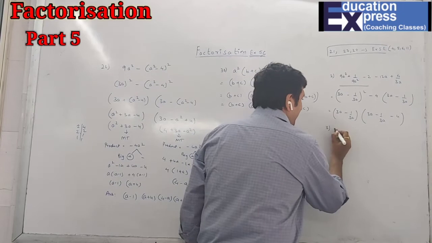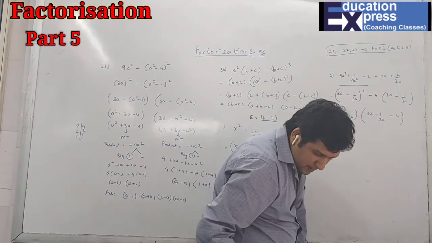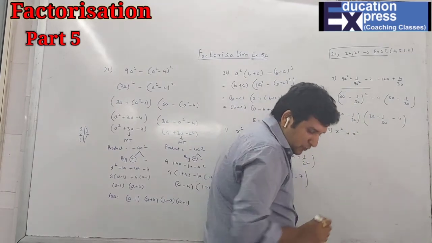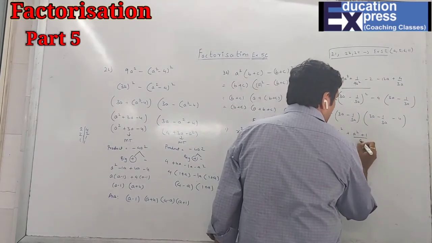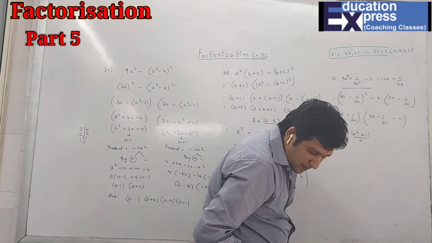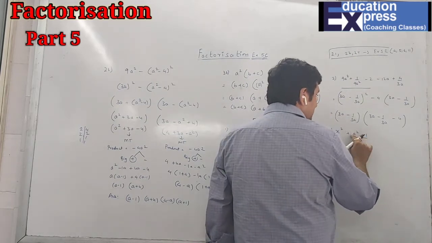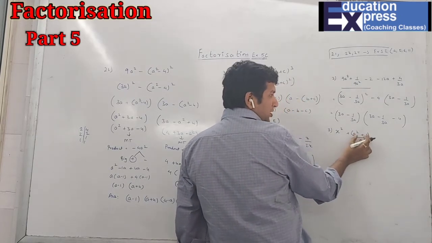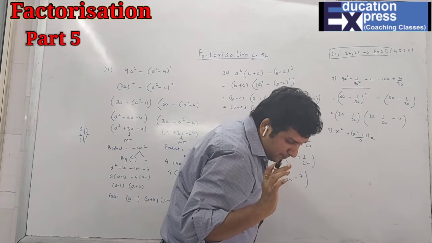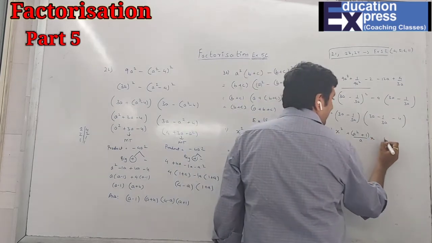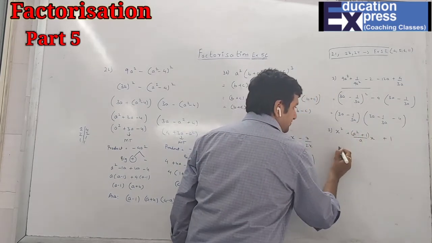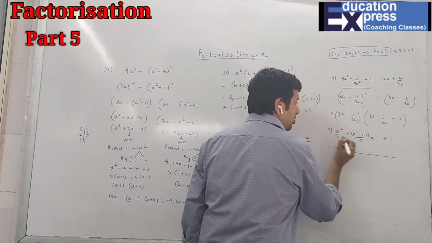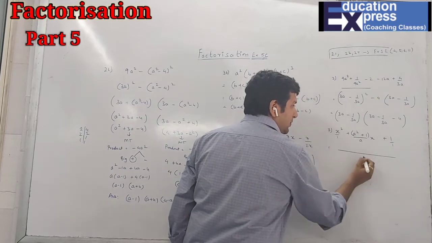x square plus a square plus 1 upon a. There is no bracket, but this x is obviously for the numerator, and here there are 2 terms, so I have to put the bracket compulsorily. Plus 1. So first I will take a normal LCM. There is nothing in the denominator for the first two terms. The LCM will be a.